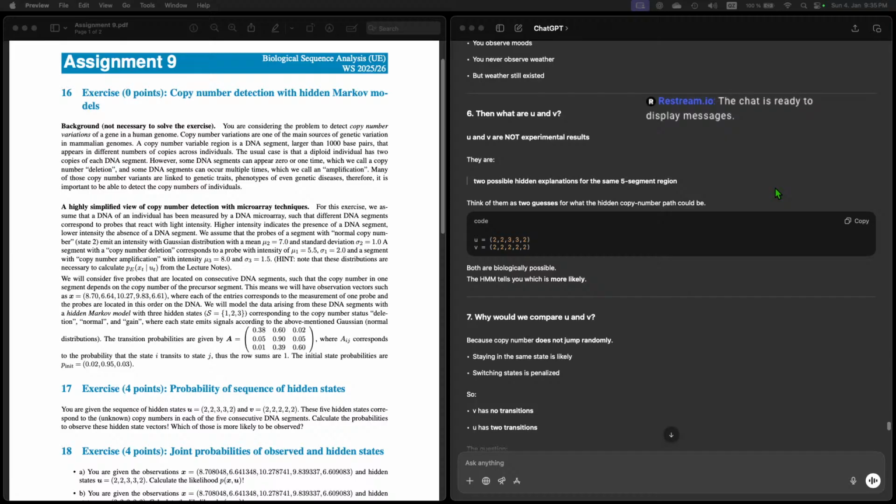Think of them as two guesses for what the hidden copy number path could be. Both are biologically possible. So the HMM tells you which is more likely. Okay.